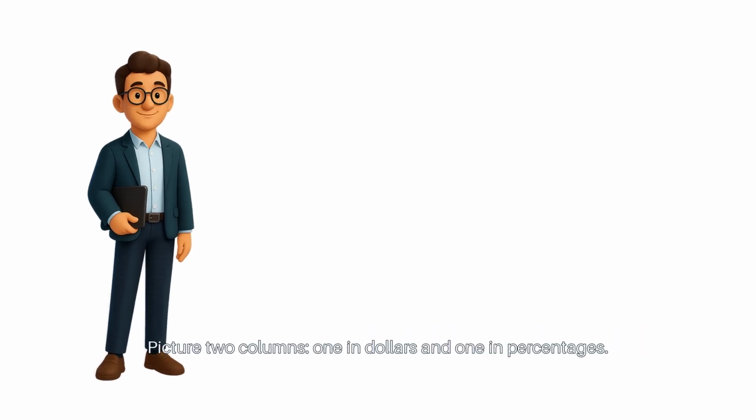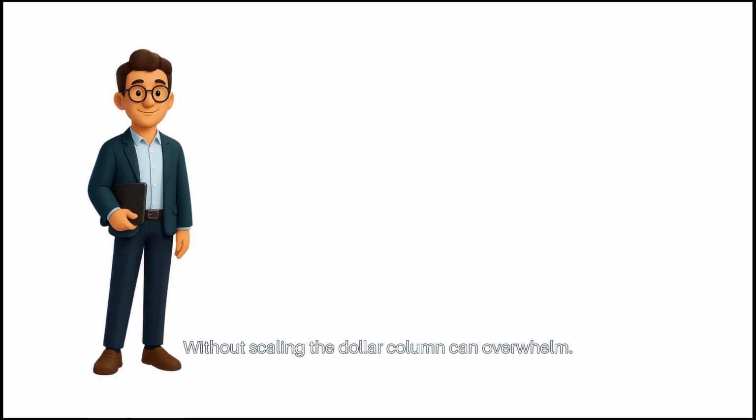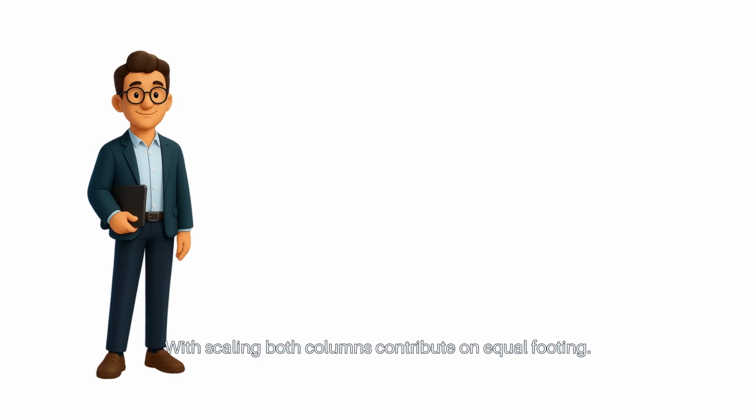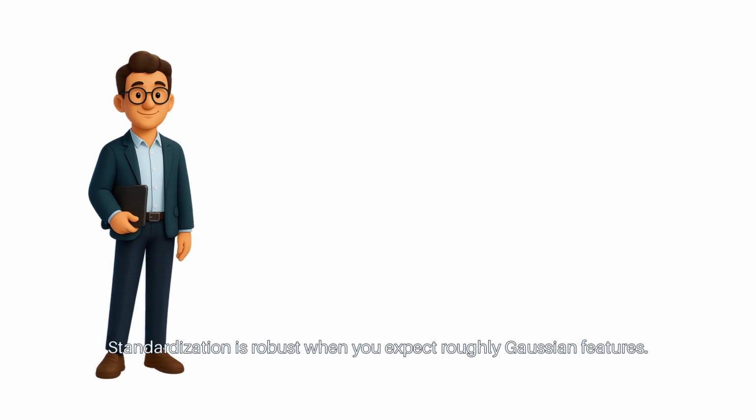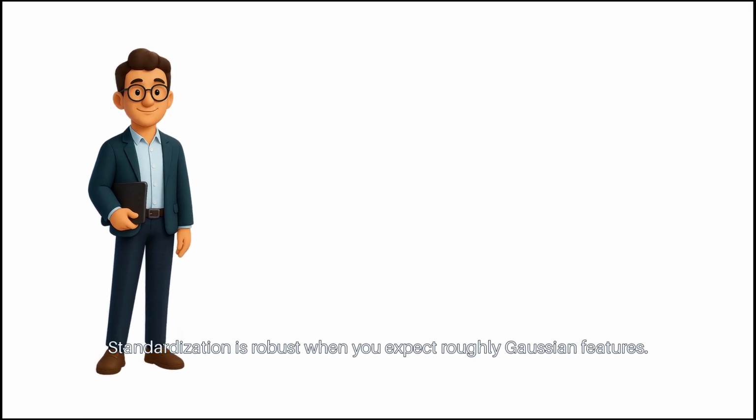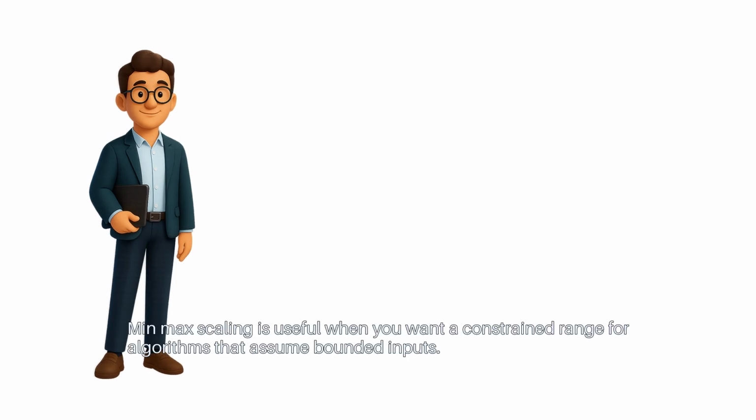Picture 2 columns, one in dollars and one in percentages. Without scaling, the dollar column can overwhelm. With scaling, both columns contribute on equal footing. Standardization is robust when you expect roughly Gaussian features. Min-max scaling is useful when you want a constrained range for algorithms that assume bounded inputs.